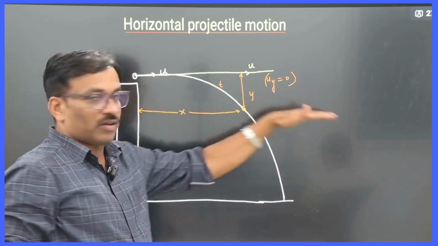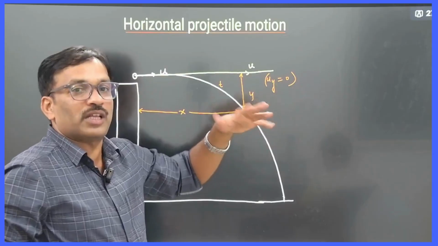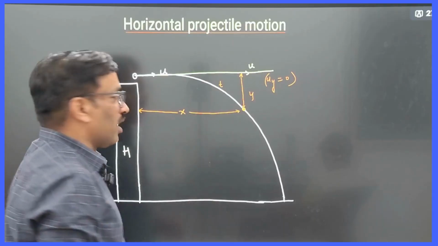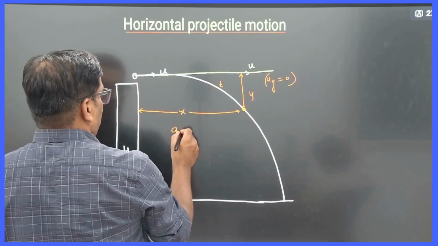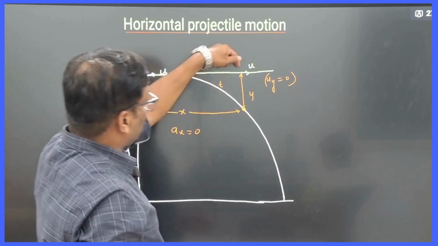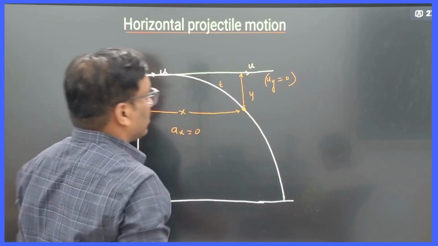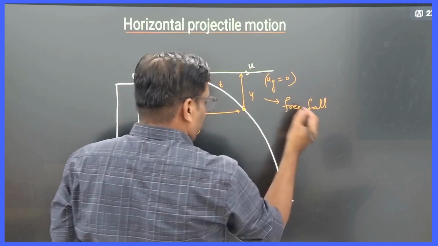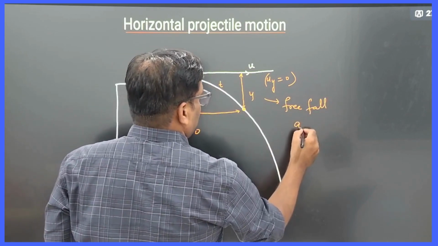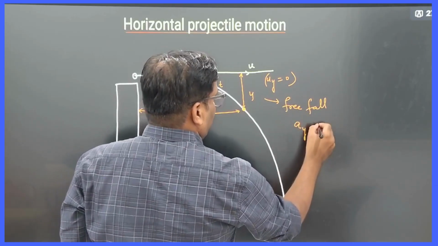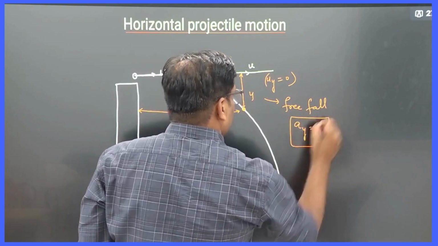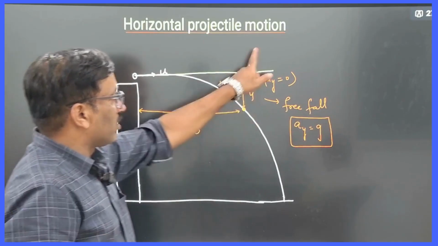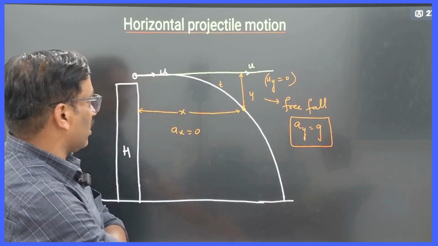Here it is moving horizontally, and assume there is no air resistance, so there is no opposing force. Therefore the acceleration along the x-axis will be 0. But along the y-axis it is falling freely. This is nothing but a free fall. Free fall means the acceleration is due to gravity. Acceleration along the y-axis is the acceleration due to gravity. Then you can write the equations along the x-axis and along the y-axis.